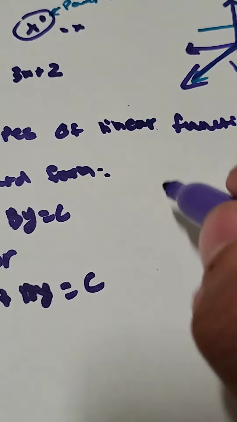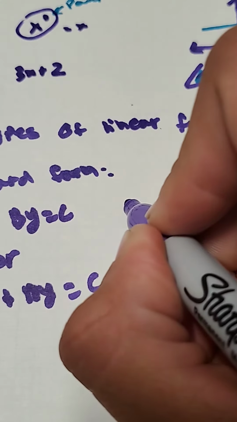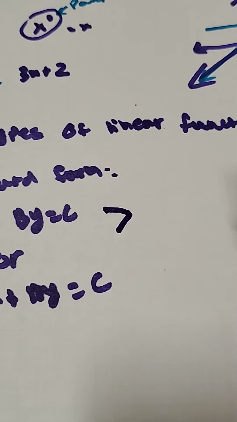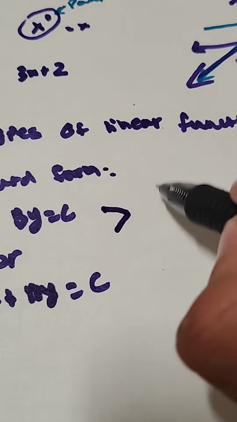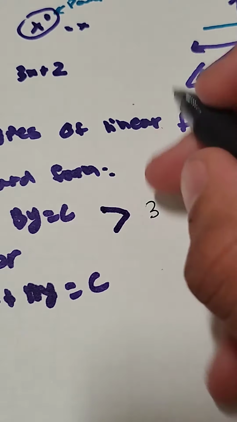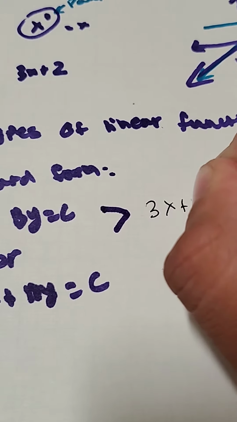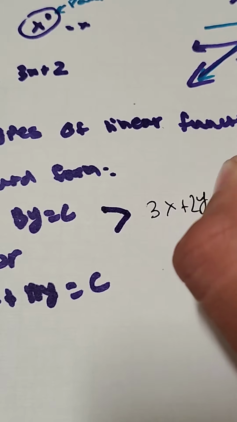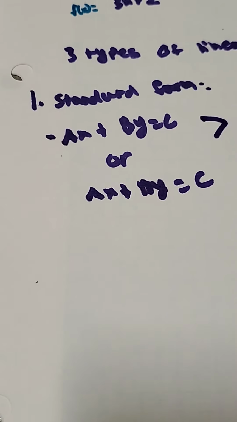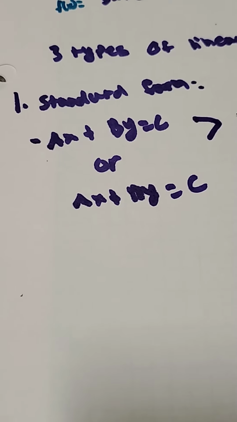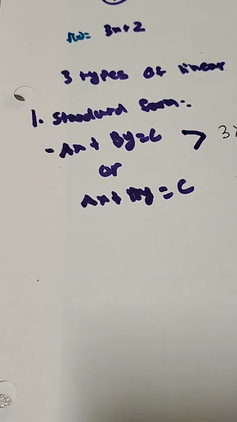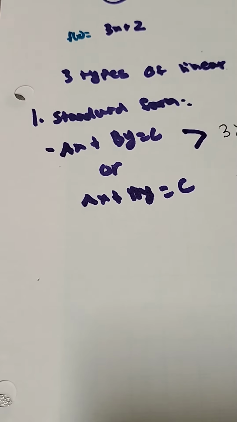An example of this, before we actually move on, would be 3x plus 2y is equal to 7. A good example of that. All right, and then from that, let me zoom out a little bit so you guys can see everything. There we go. Got a new marker for you guys.